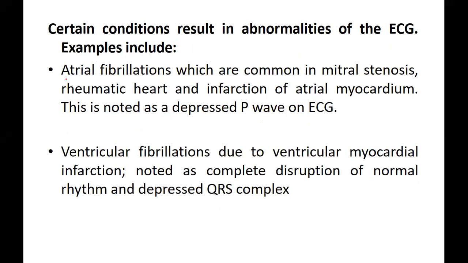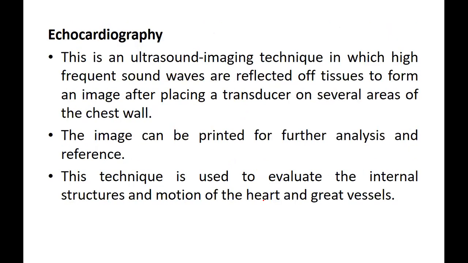So atrial fibrillations, for example, which are common in mitral stenosis and rheumatic heart disease, where the P wave is decreased, or you may completely lose the P wave of the PQRST waveform. Ventricular fibrillations are due to ventricular myocardial infarction. You may see these as a complete disruption of the normal rhythm and depression of the QRS complex, okay?